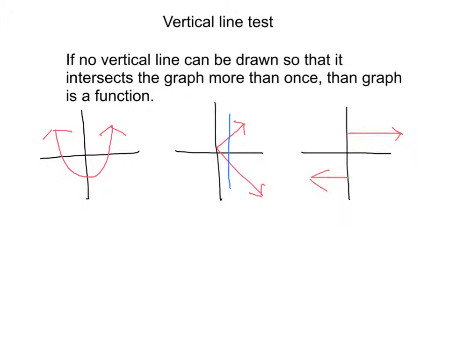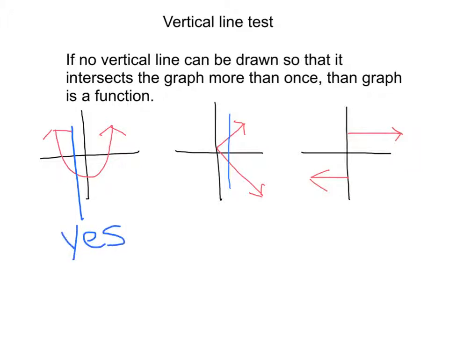There's also a test that we can do to determine if a graph is a function, and it's called the vertical line test. So if no vertical line can be drawn so that it intersects the graph more than once, then the graph is a function. So if we're looking at the pictures below, for the first graph, if you draw a vertical line anywhere in this graph, it only crosses the graph one time. So therefore, this one is a function.